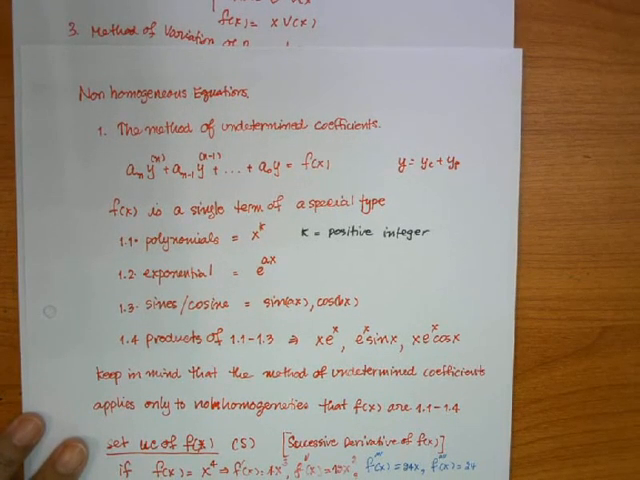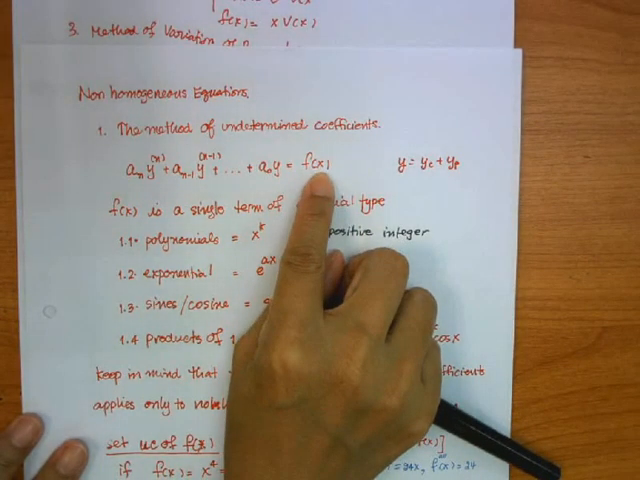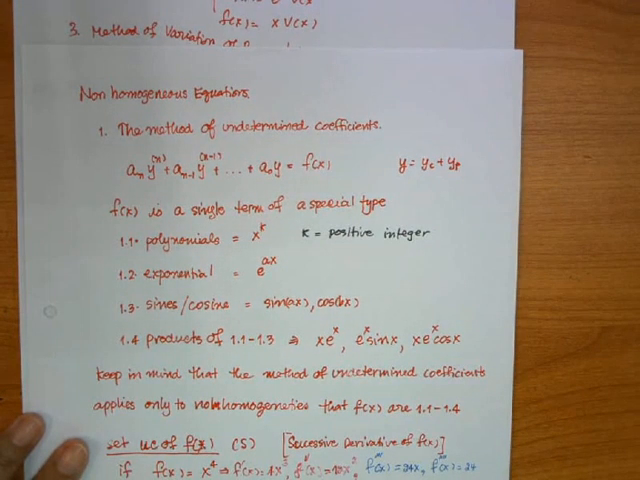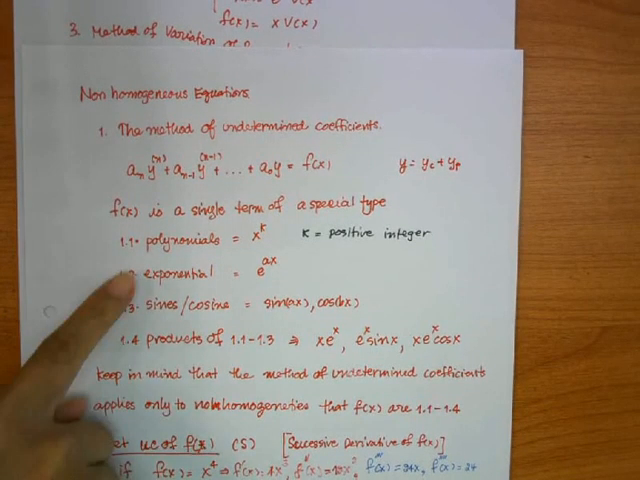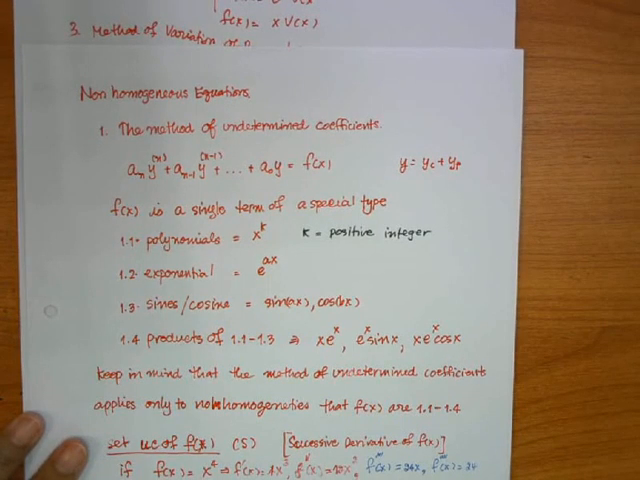So tangent x is not in this category. If your f(x) is tangent of x, you cannot use this method to find yp. How about ln x? Does ln x fit in any of these categories? Ln x, the logarithm of x.